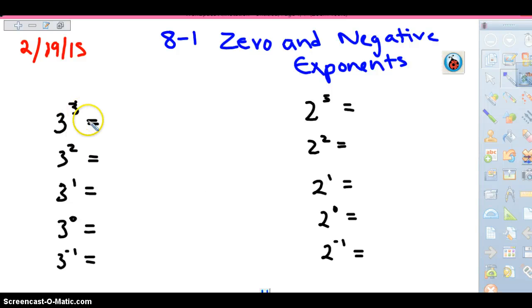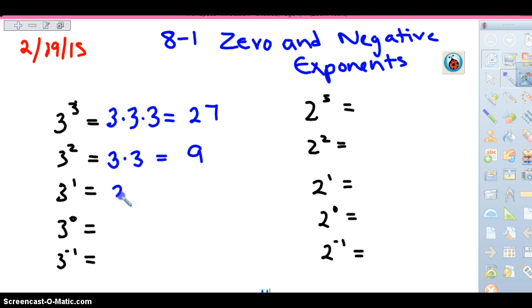Okay, and negative exponents. So let's consider these decreasing powers as a pattern. If we have 3 cubed, that means 3 times 3 times 3, or 27. 3 squared means 3 times 3, 9. 3 to the first power means 3, just 3. Do you see how 27 divided by 3 equals 9, and how 9 divided by 3 equals 3? So if we were following the pattern, 3 to the 0 power would equal 1. If we continue this pattern of dividing by 3, 3 to the negative 1 power would equal 1 over 3.